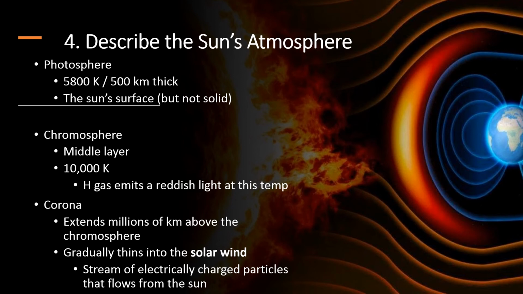And finally, the outer layer is the corona, and that extends millions of kilometers above the chromosphere. And it sort of gradually turns into this solar wind, which is a stream of electrically charged particles that are flowing from the sun outward. Now, in the picture in the background, you can see Earth, and you can see these sort of blue lines. Those blue lines represent the magnetic field of Earth. And fortunately for us, the magnetic field of Earth actually deflects a lot of those electrically charged particles that would otherwise be harmful for us.